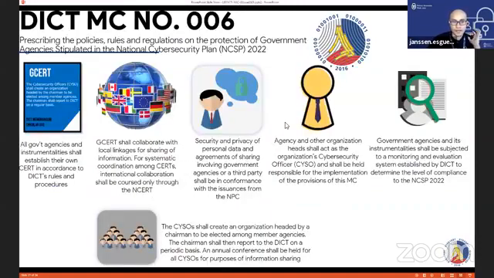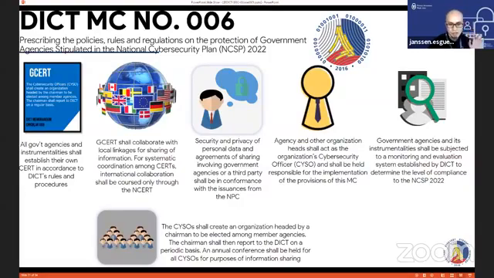So next is the DICT-MC 006. What does it say? All government agencies and instrumentalities should have a CERT. That is why I defined CERT earlier. We define CERT because we have this requirement to establish our own computer emergency response teams in our organization to handle security incident management. The establishment of a CERT in government agencies is also called a GCERT. GCERT should collaborate with local linkages for sharing of information. So there is collaboration.